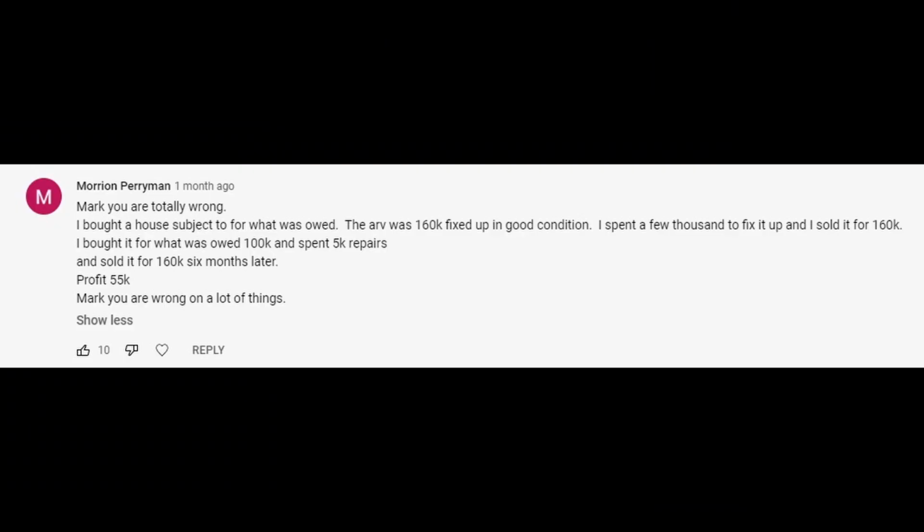Now let's take a look at Mr. Perryman's sample deal here. I have a few questions for Mr. Perryman. First, when and in what market did this deal take place? In the markets I look at, you're not buying very many properties at $100,000 and selling them at $160,000. Not now, anytime. Many years ago, sure.